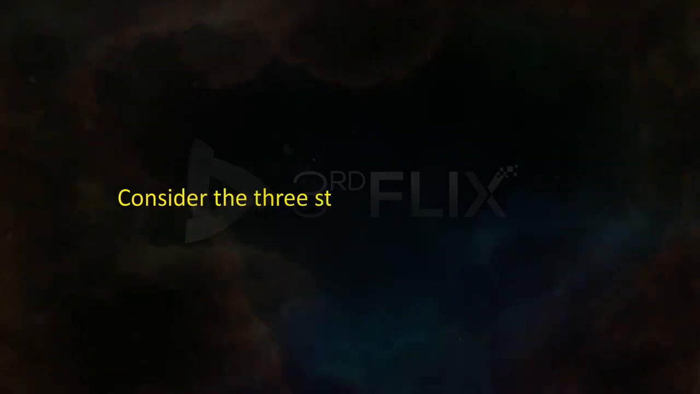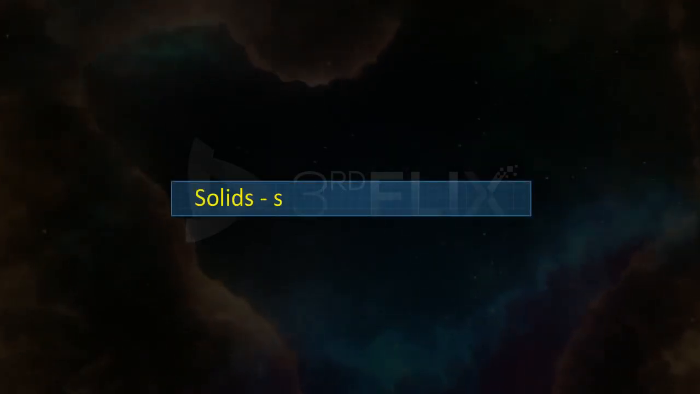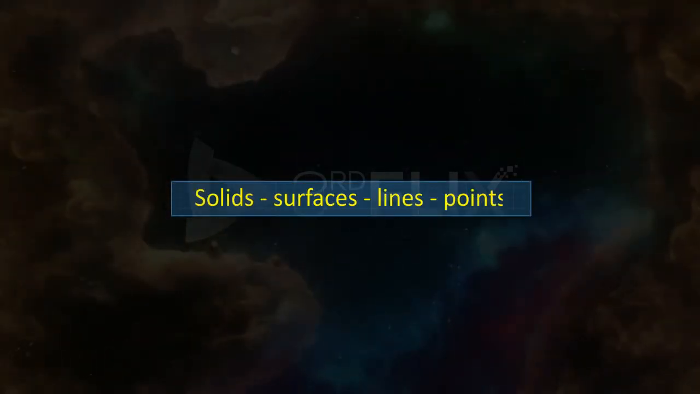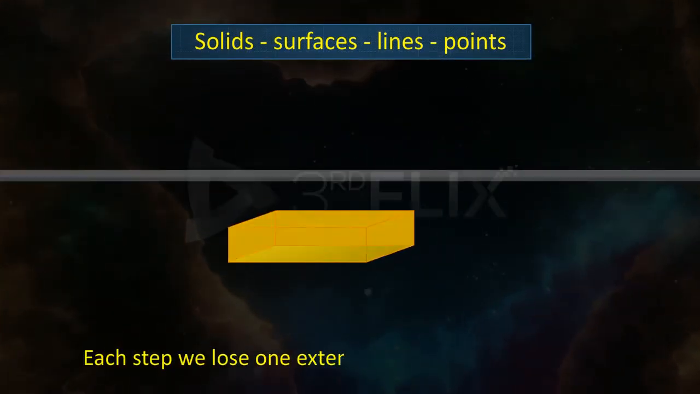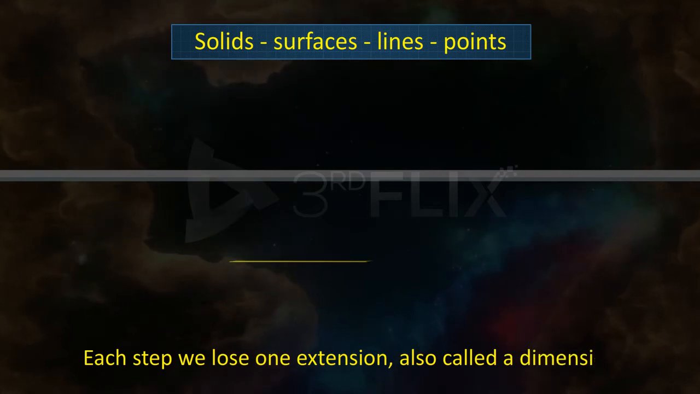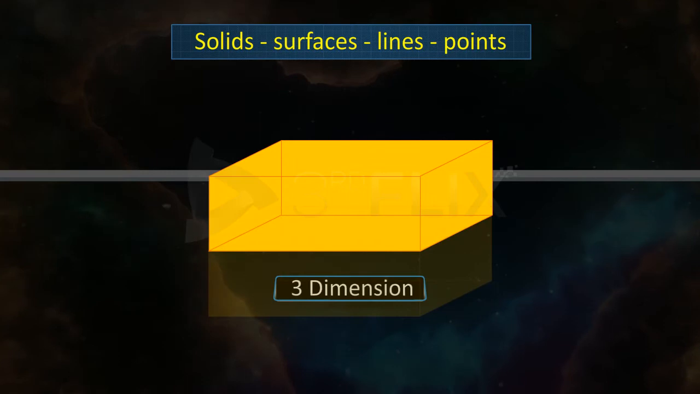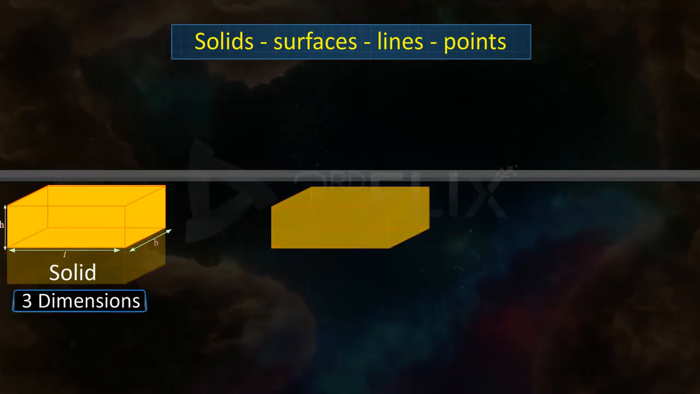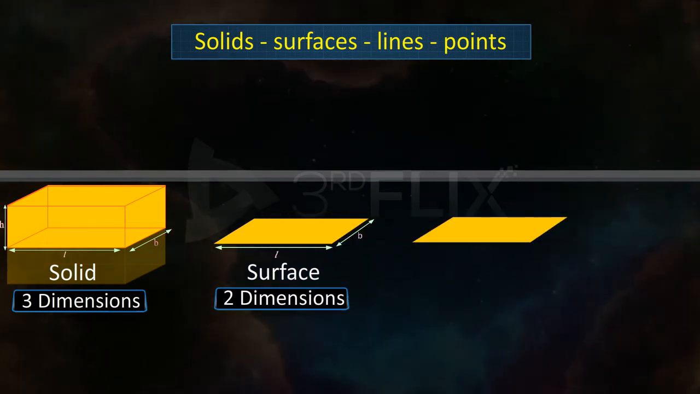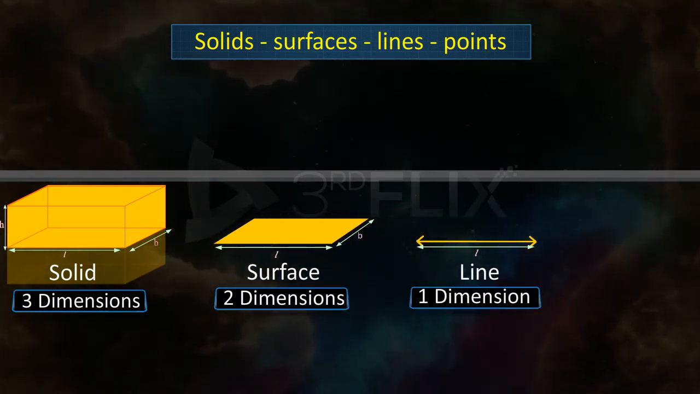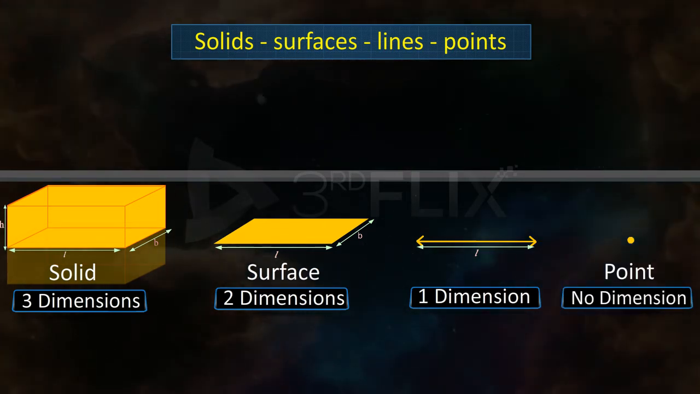Consider the 3 steps from solids to points. Solids to surfaces to lines to points. In each step, we lose one extension, also called a dimension. So, a solid has 3 dimensions. A surface has 2. A line has 1. And a point has none.